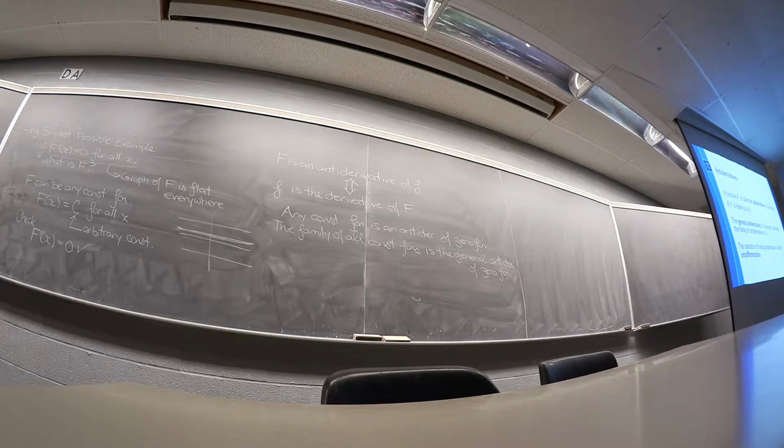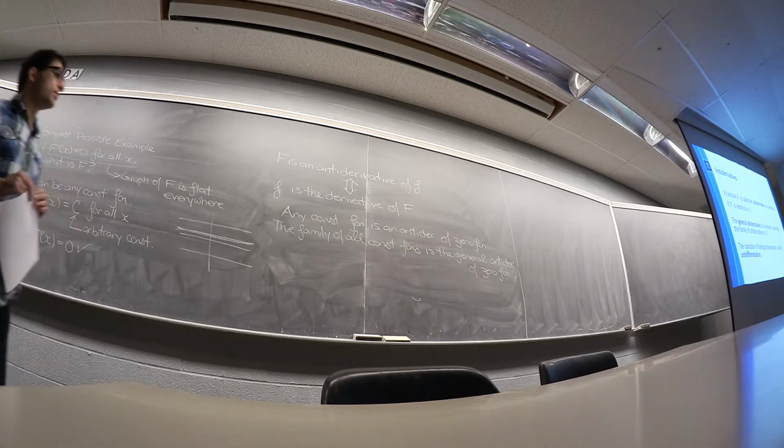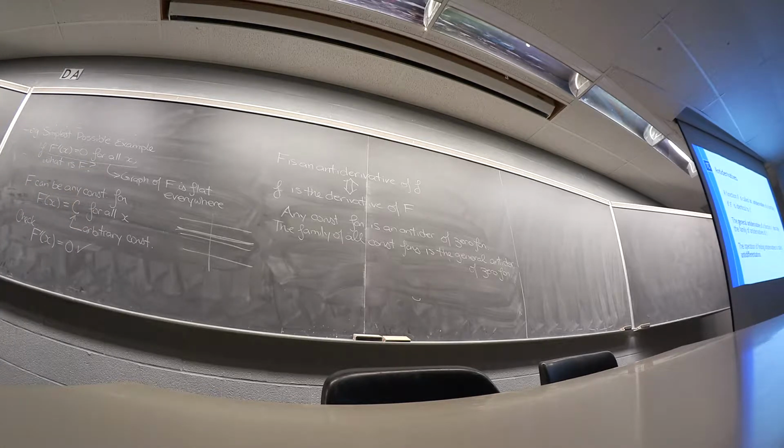Okay, good. All right. When we differentiate, we take a function and we spit out another function, the unique derivative function. When we anti-differentiate, we take in a function and we spit out an entire family, an infinitely large family of antiderivatives. So the reverse process is a bit different than differentiation. Let's look at that example again.